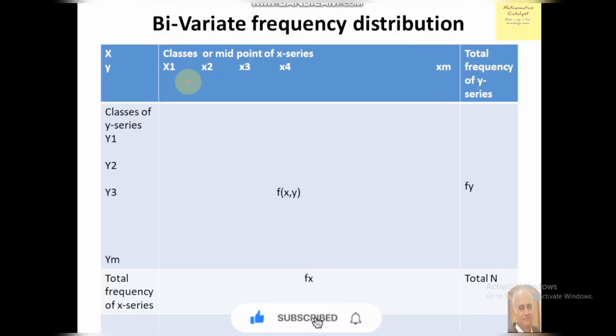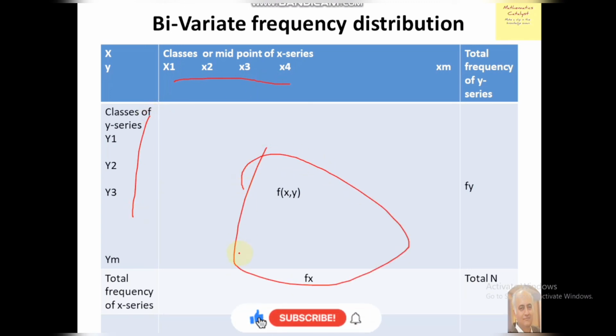Then finally we can say the bivariate frequency distribution has row wise x variable, column wise y variable, and there is the frequency with respect to x and y variable data, and this is the total frequency for x series, there is the total frequency for y series, and here we have the total of everything, right?